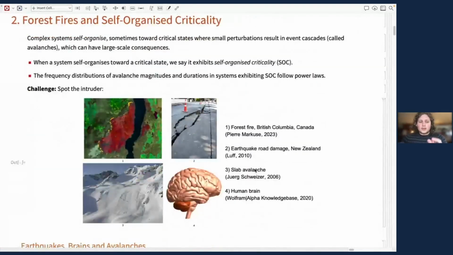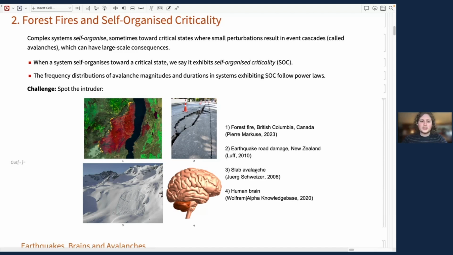A lot of complex systems self-organize, and some of them self-organize towards critical states where small perturbations will result in event cascades, which we can call avalanches. These cascades can have large consequences that spread throughout the system. When a system organizes towards critical states by itself, we say that it exhibits self-organized criticality, or SOC. One property of systems that exhibit self-organized criticality is that the distributions of avalanche magnitudes and durations in these systems follow power laws.